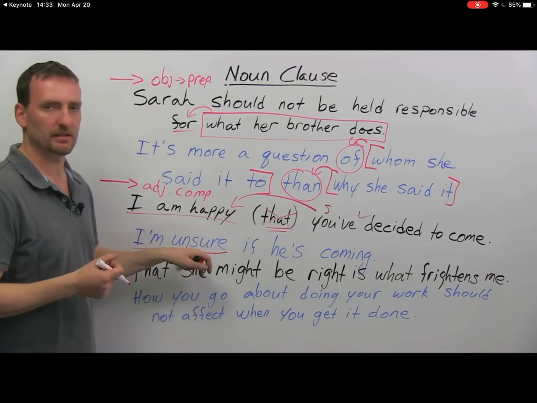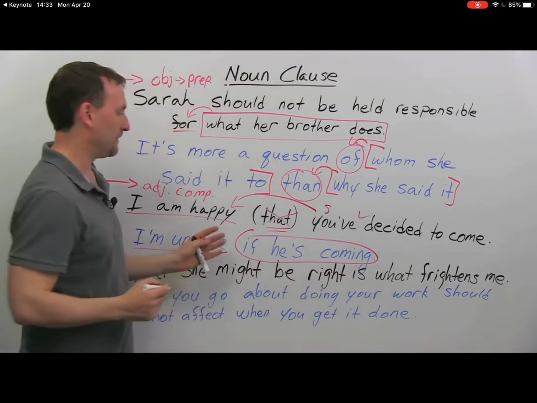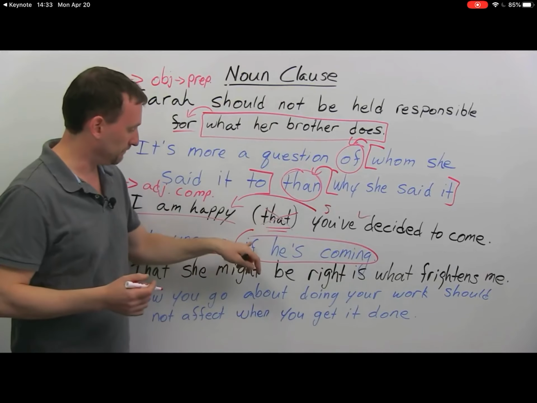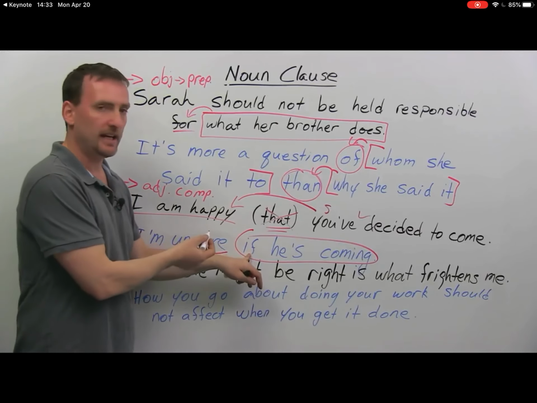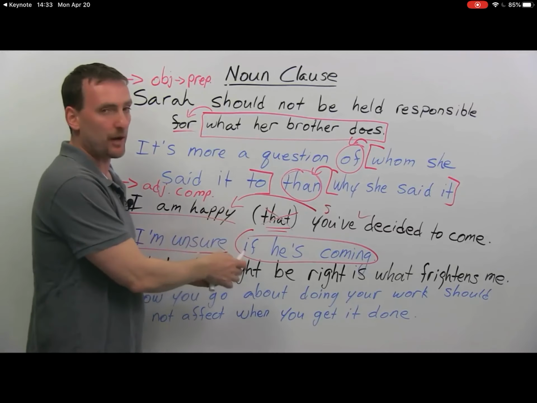There's a reason you're not sure, right? So you want to complete this idea with a noun clause. I'm unsure if he's coming. Conjunction. Now be careful. If is also an adverb conjunction, but this is not an adverb situation.